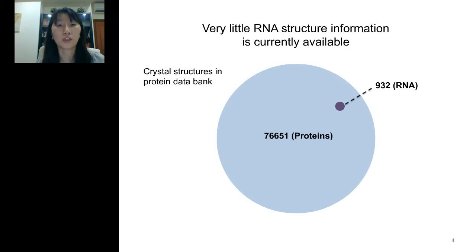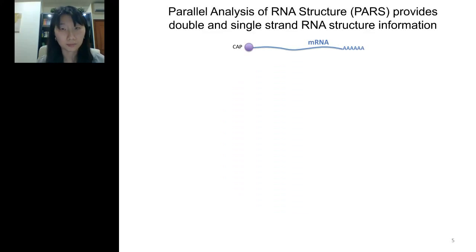So even though RNA structures have been known to be really important for different aspects of cellular biology, very little RNA structure information is currently available. Most of the structure information in the protein database belongs to proteins. There are more than 76,000 protein crystal structures, but only about 900 RNA crystal structures. Most of these RNA crystal structures belong to a few really well-studied RNAs, such as ribosomal RNAs, snoRNAs, tRNAs, etc. Structure information for most of the other cellular RNAs is hugely lacking.